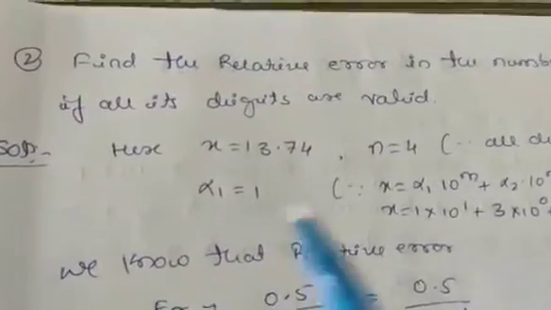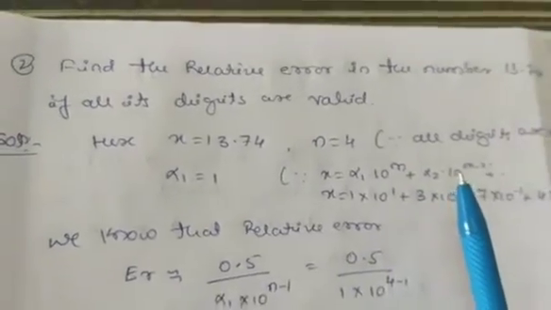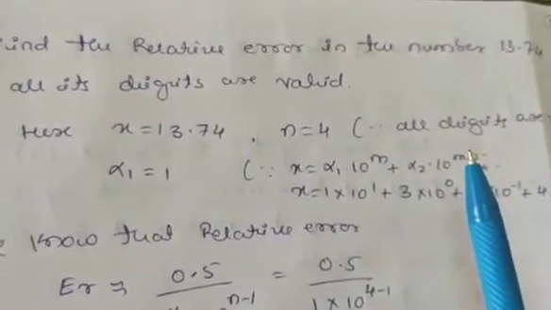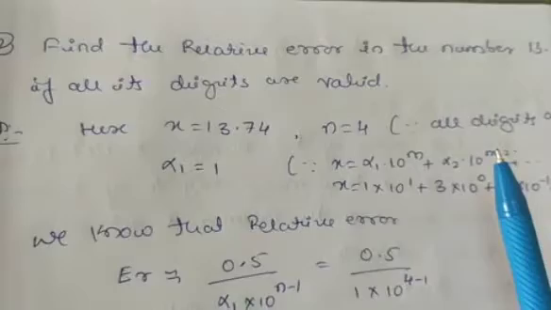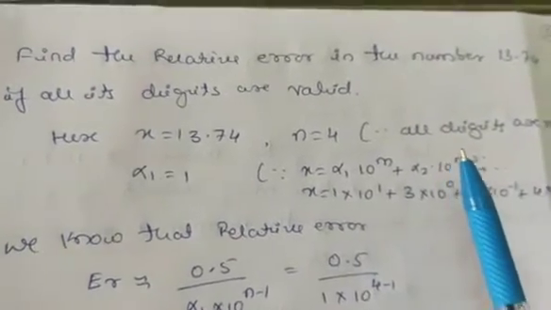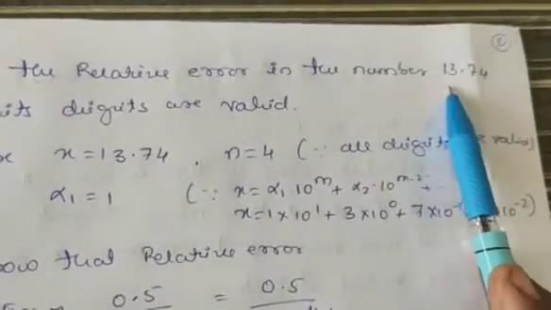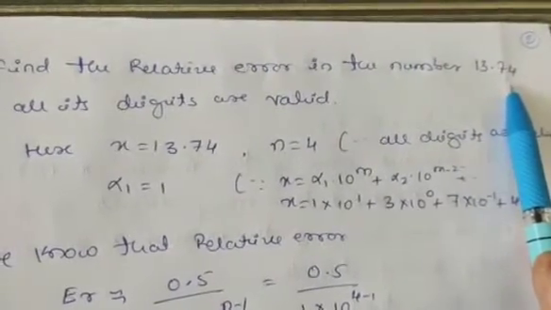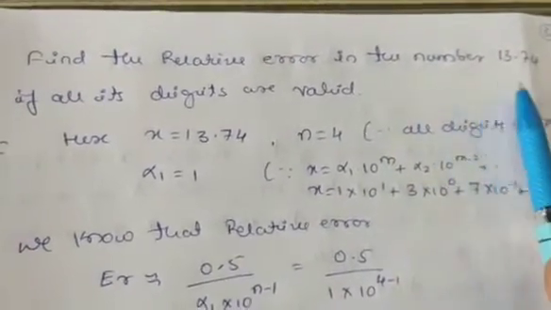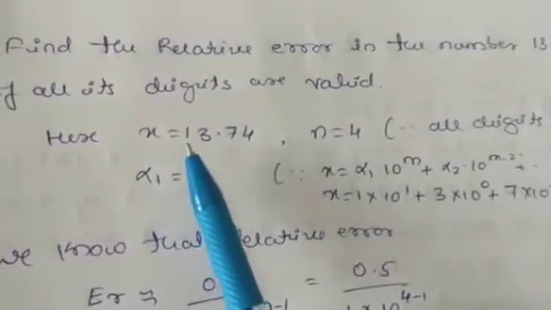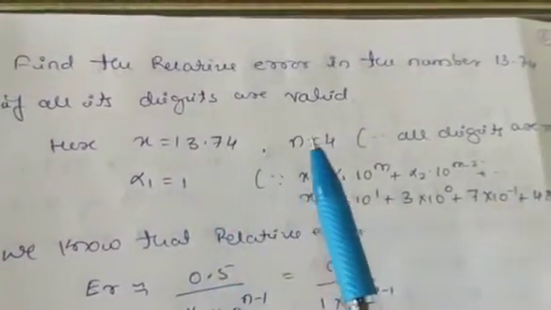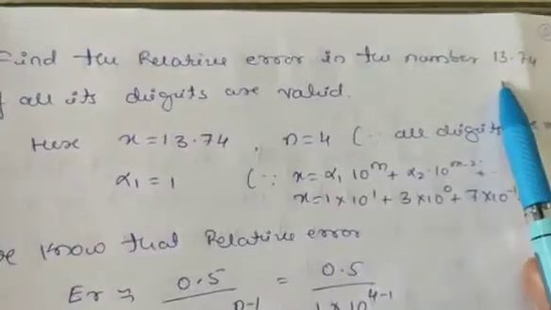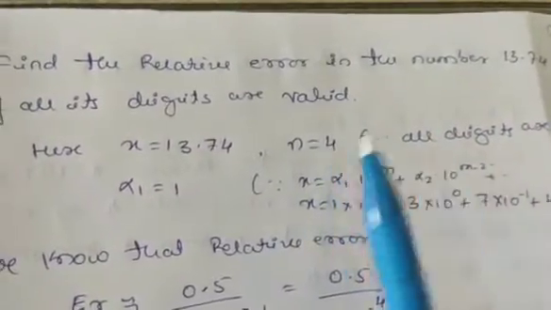Let us take one more example. Find the relative error in the number 13.74 if all its digits are valid. Here it has how many digits? 4 digits. All 4 digits are valid, meaning n is equal to 4 here. So you have to find the relative error in this number. Here the given number x is 13.74. Since all the digits are valid, therefore n is equal to 4.